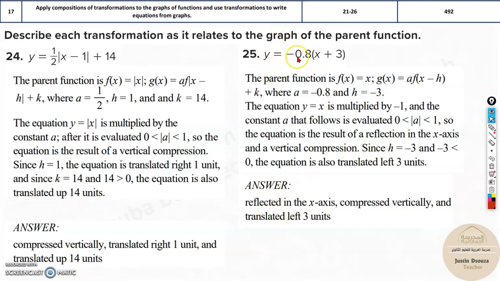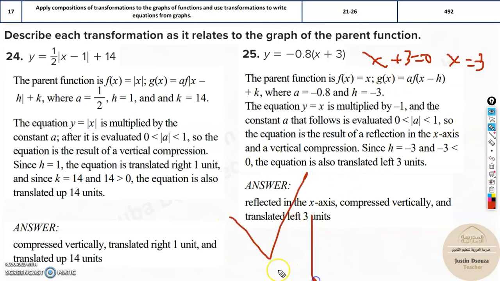Over here it is reflected. Why? Because of the minus sign, it is reflected along the x-axis. Now this is 0.8, less than 1, so compressed vertically, and here x plus 3 equals 0, that is x equals minus 3. That means what? Translated left by 3 units. It will go like this, 3 units to the left. This is minus 3.